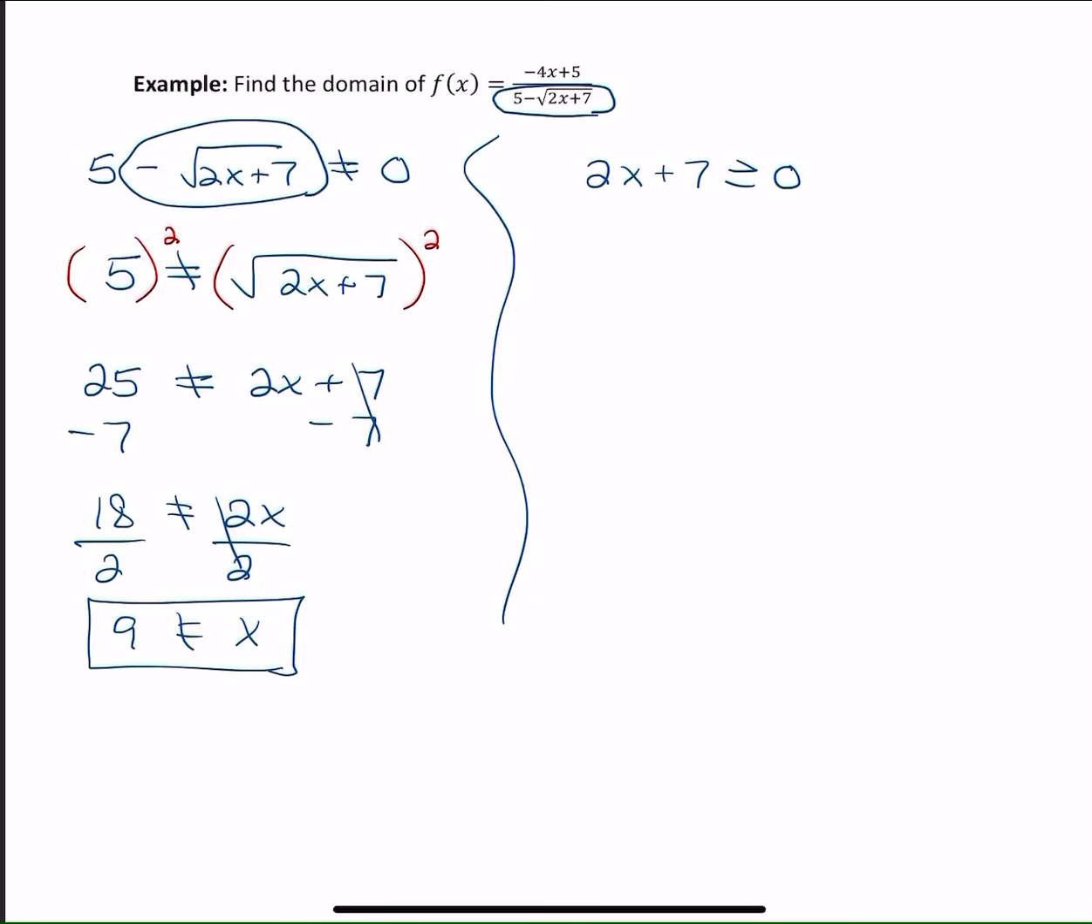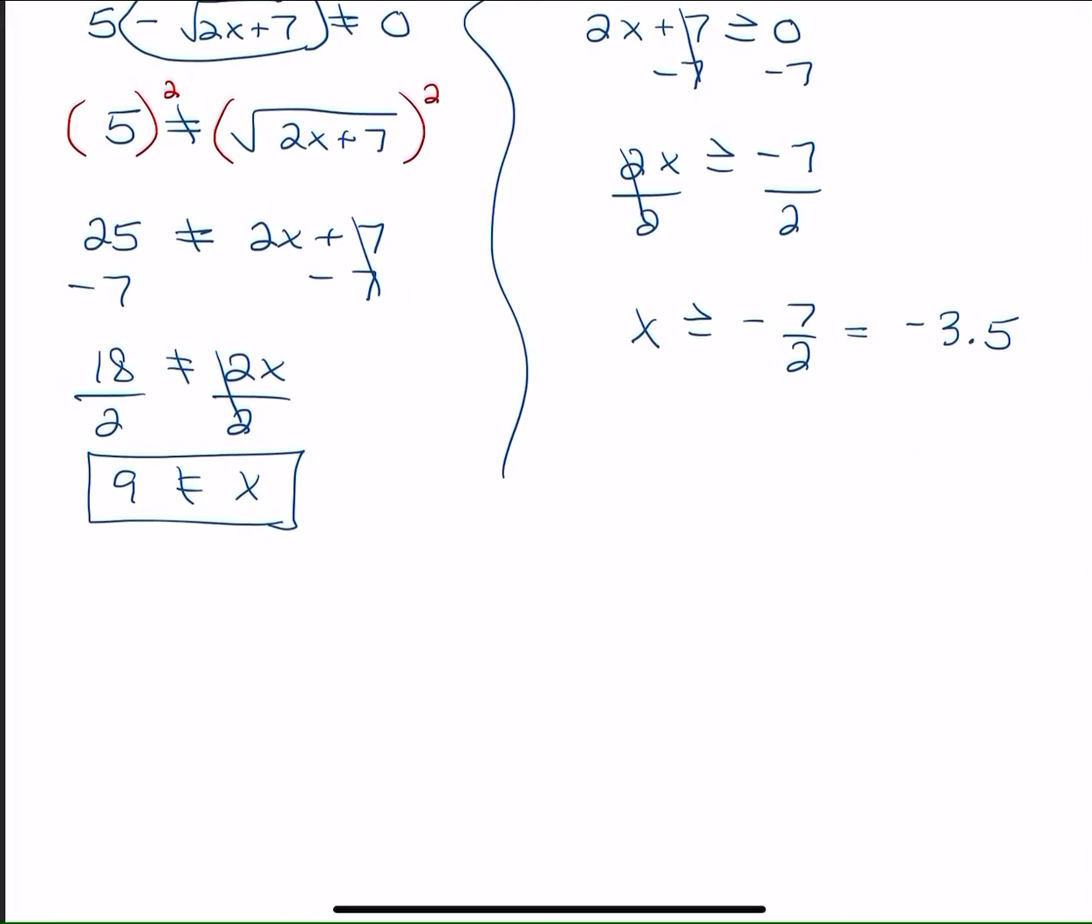And then on this one, it's linear, so we can just solve it normally without testing the intervals. And I end up with x has to be greater than or equal to negative 7/2, or you could say negative 3.5. You can leave it as a fraction or turn it into the decimal.